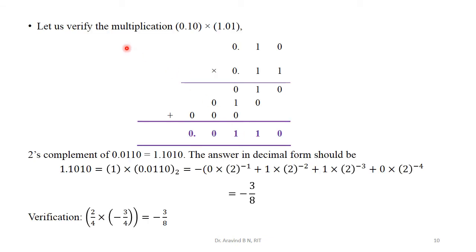Let us consider the multiplication of two numbers, 0.10 and 1.01. Its equivalent decimal, its equivalent fraction values we can observe from here. So now coming to the multiplication, 0.10 represented as it is. Since this is in the negative format, while performing the multiplication we are going to convert that into the positive, and then perform the multiplication. Therefore its equivalent 2's complement is represented over here. After performing the multiplication, this is the answer we are going to get.